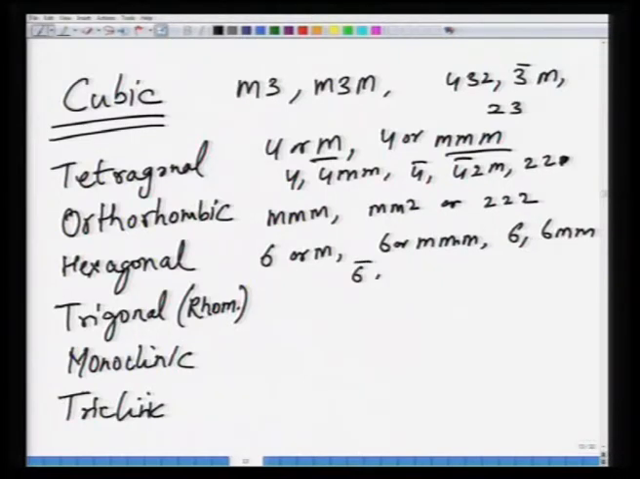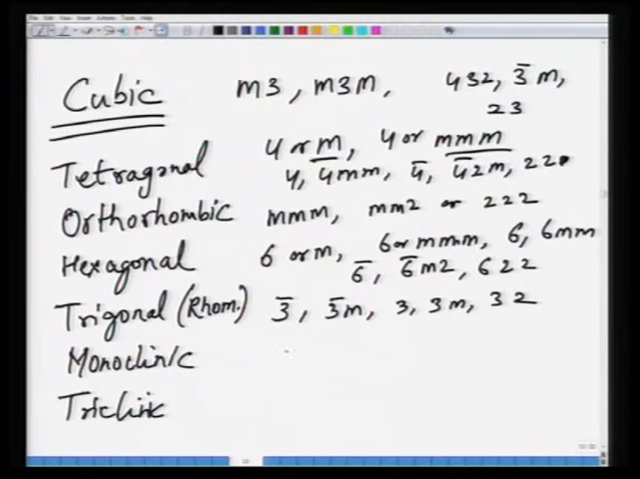And then you have bar 6 and bar 6m2 and then 622 and so on and so forth. So, these again will have some symmetry elements. Or maybe let me just write them. And then trigonal you have bar 3, bar 3m, 3, 3m and 32.